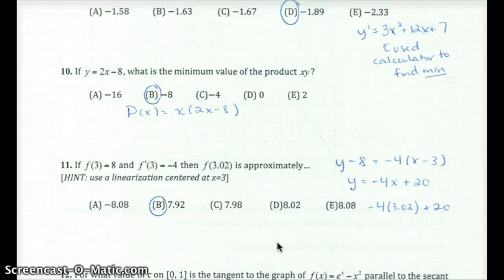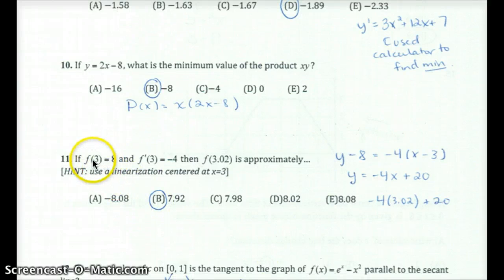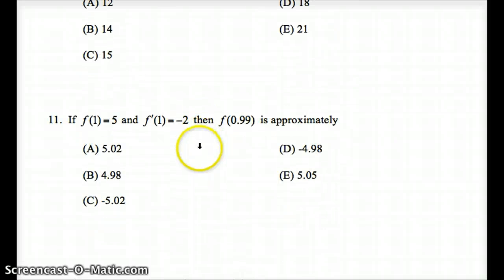Question 11 is a linearization problem. What they give you is a point on the original function, 3, 8, and the slope at that point, which is negative 4. And then they ask you to find the f of a nearby x value. So what I did was I created a linear equation using the given point and the slope of the tangent line. And this is just point-slope form. And then I solved for y just to get this in function form. And I plugged in the new x value, the nearby x value for x, and I got my approximation. Notice that this allows you to approximate f even without knowing what the function f is. Try this one just like I did.